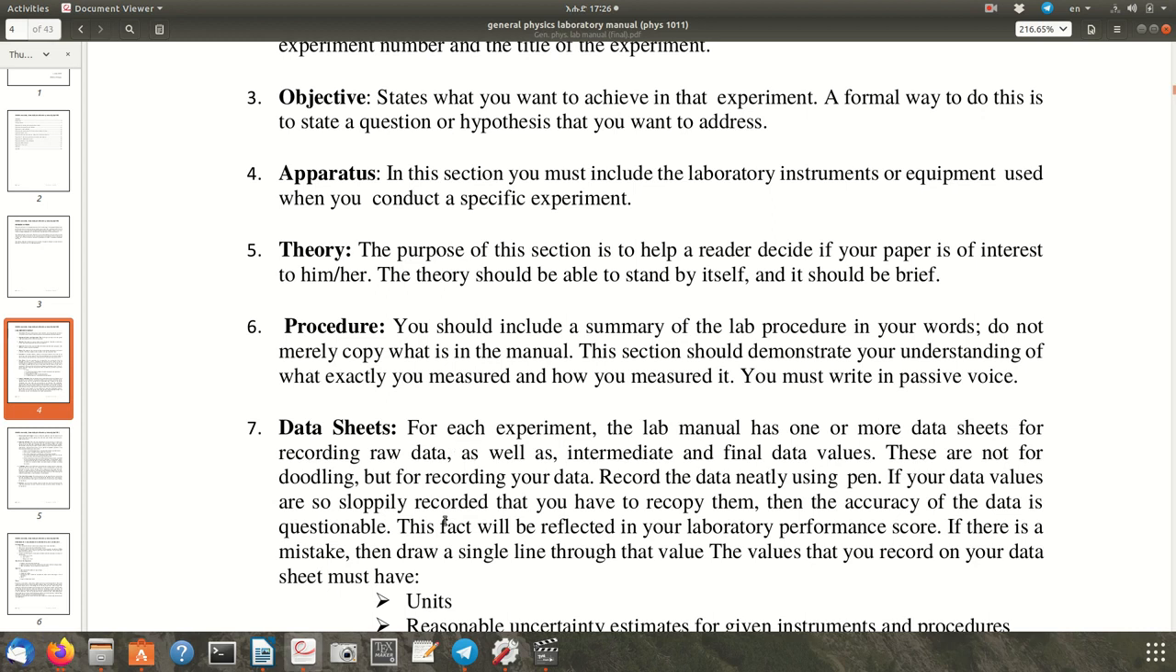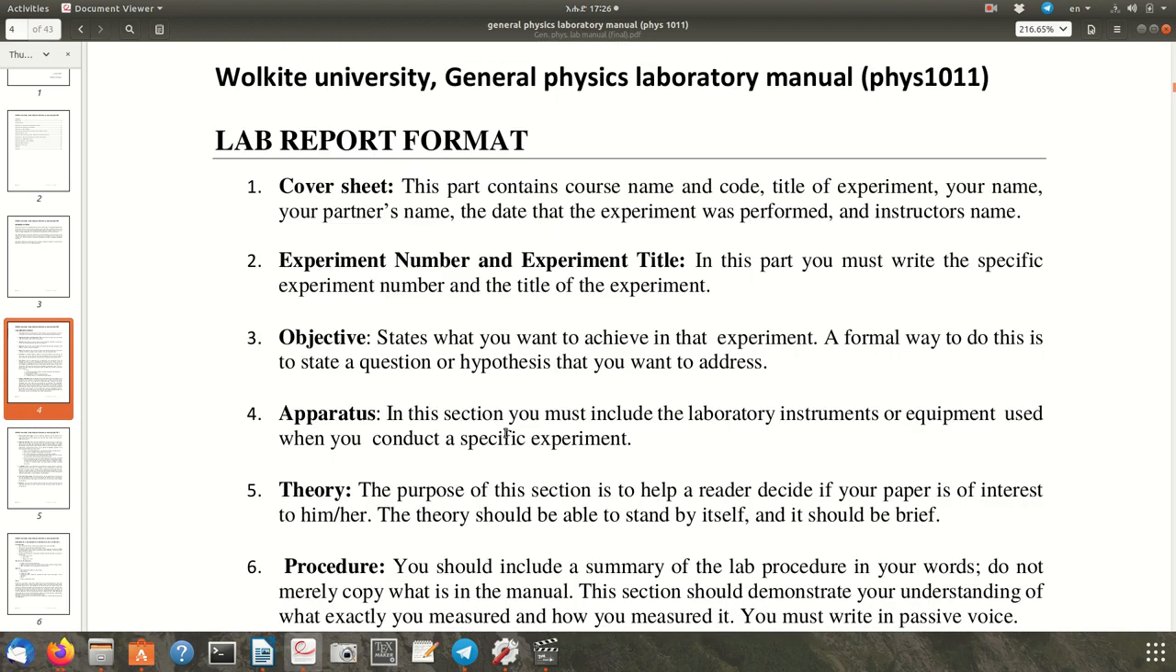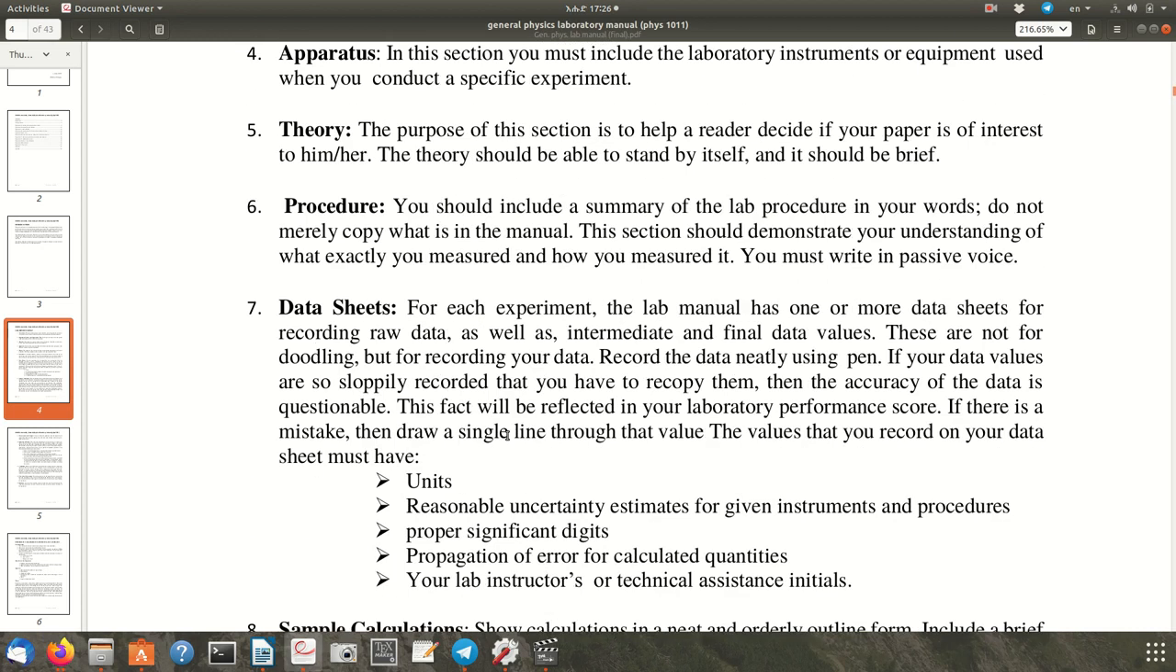Next is the data sheet. The data sheet is a sheet that your assistant puts his signature upon. All data you take in the laboratory will be observed by your assistant and signed. You will use those data in order to analyze your report.